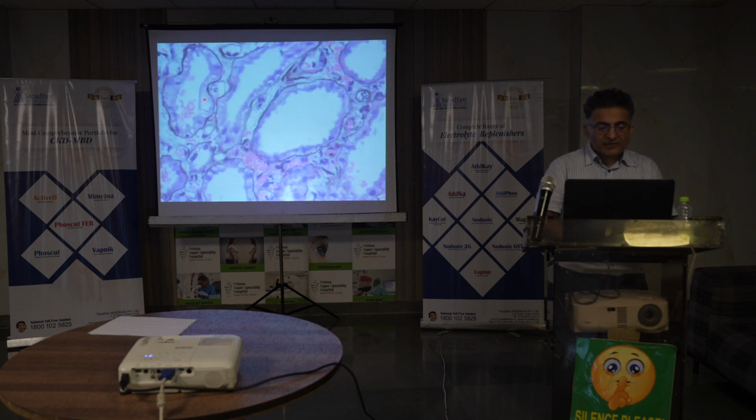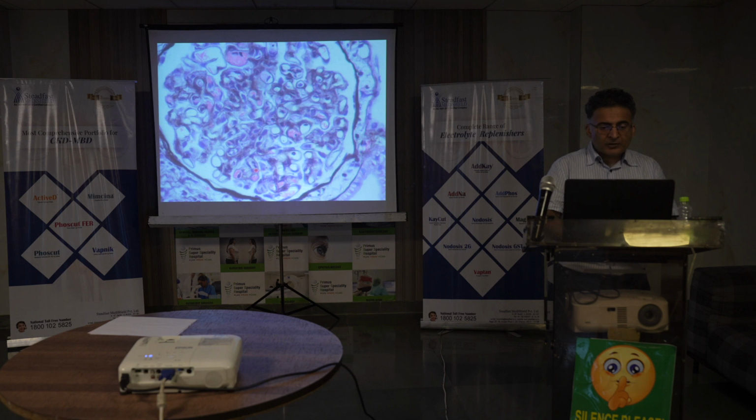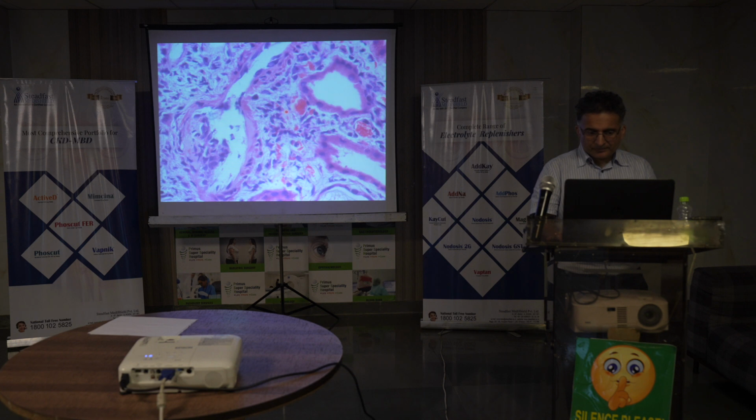Okay, so this is a silver stain. The silver stain also shows there is a lot of peritubular capillaritis and there is hemorrhage. Now, if you compare with the previous biopsy, this biopsy showed a lot of cells within the glomerular capillary loops. So, what does that mean? That means there is a lot of glomerulitis in the present biopsy.